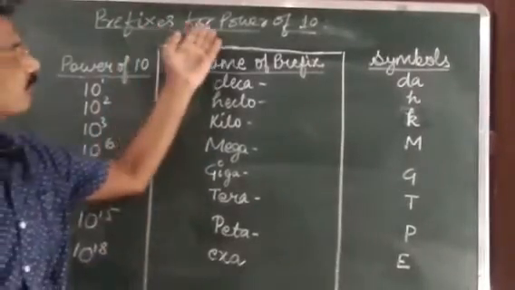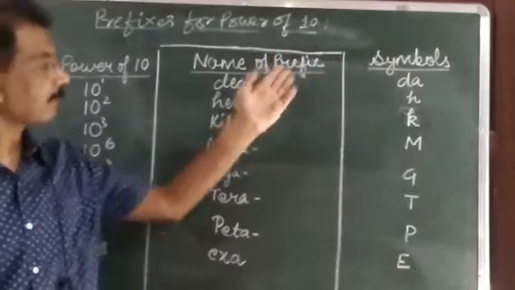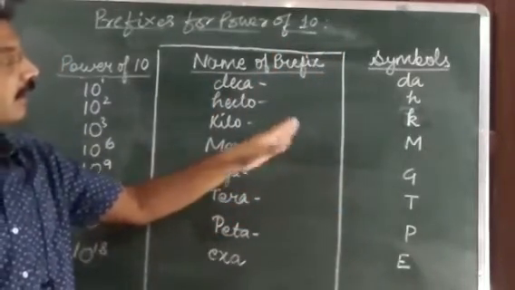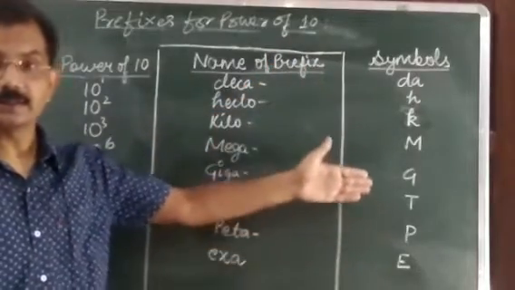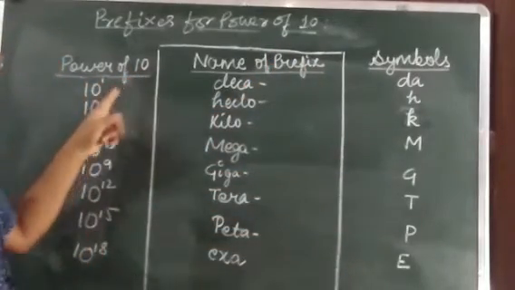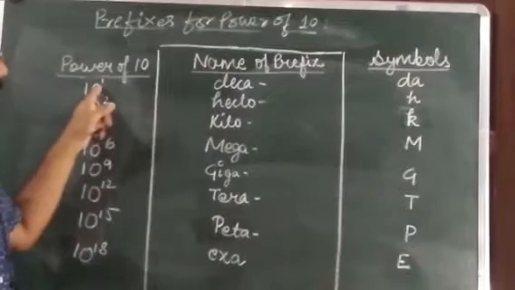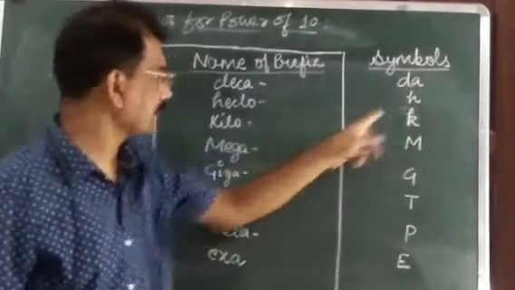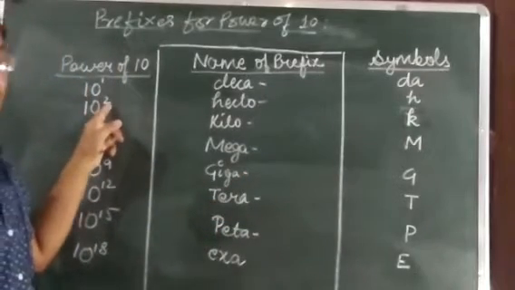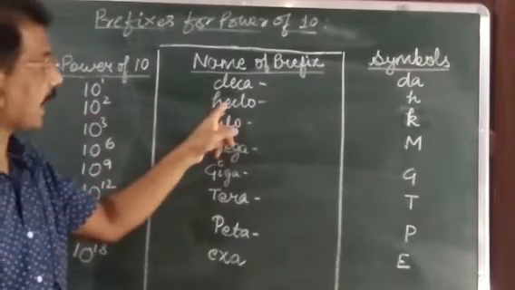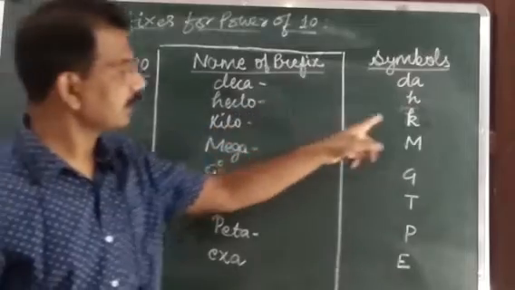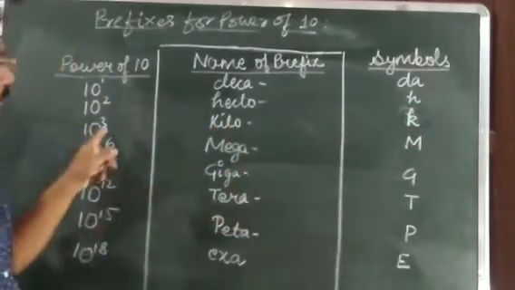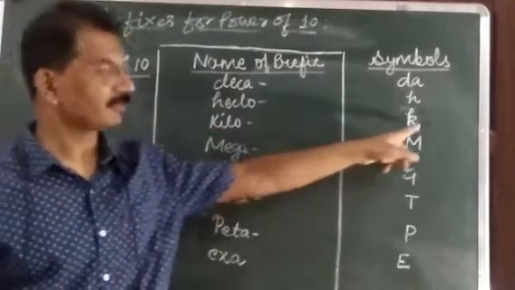Now, prefixes for power of 10. अगर कहीं power of 10 लिखा हुआ है तो उसको किस नाम से, और उसके लिए सिंबल क्या लिखते हैं, ये देखिए। Like power of 10, only 10 to the power 1 or 10 is given. This one is called deca, and the symbol for this one is small d and small a. 10 to the power 2, this is called hecto, and the symbol for this one is small h. 10 to the power 3, as you know, kilo, small k.